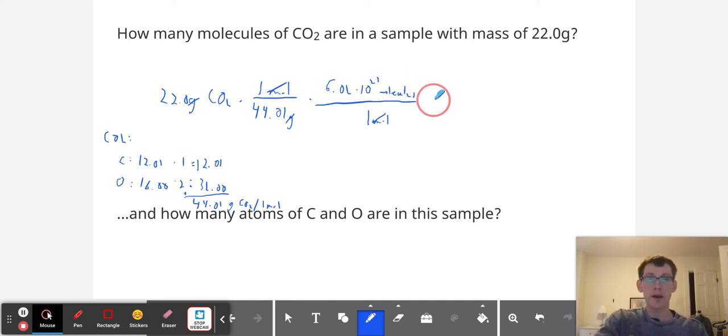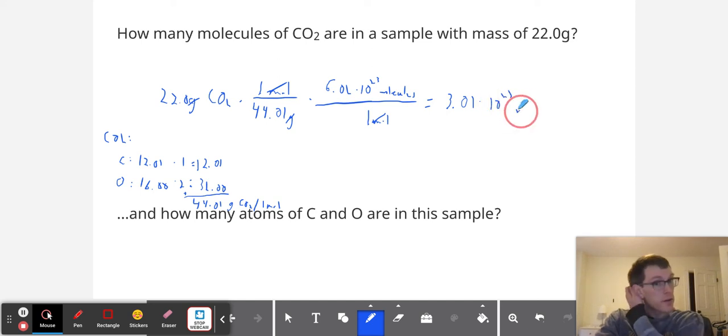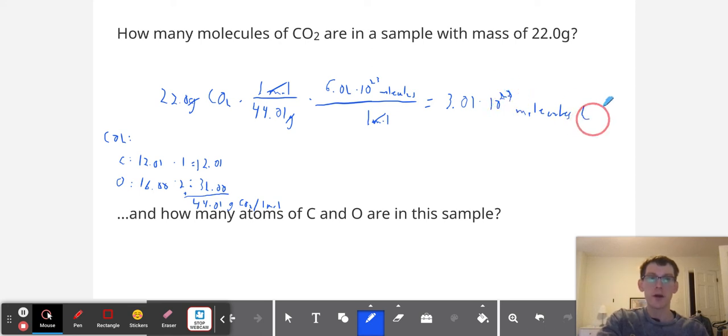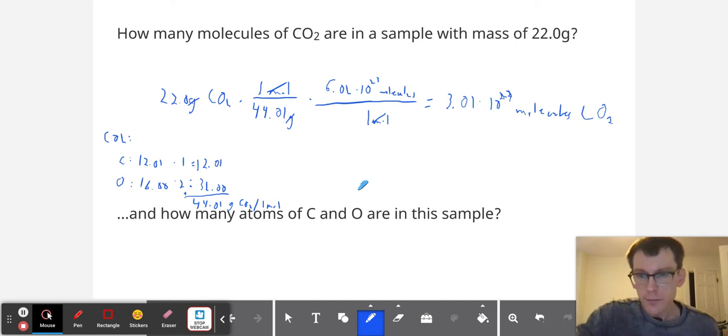Notice that for molecules, we can use Avogadro's number just as we could for atoms. But anyway, there are this many molecules for every mole, and what we have is 22 times 1 over 44, which is a half of 6.02 times 10 to the 23rd. So we have 3.01 times 10 to the 23rd molecules of CO2 that are in this 22.0 gram sample of carbon dioxide. So there we go. And as a little bit of an extension, we could go to this question: how many atoms of carbon and oxygen are in this sample?